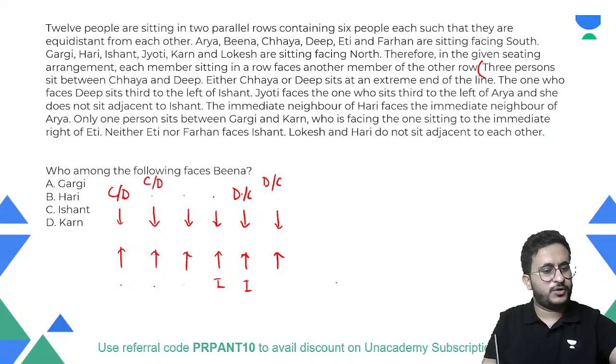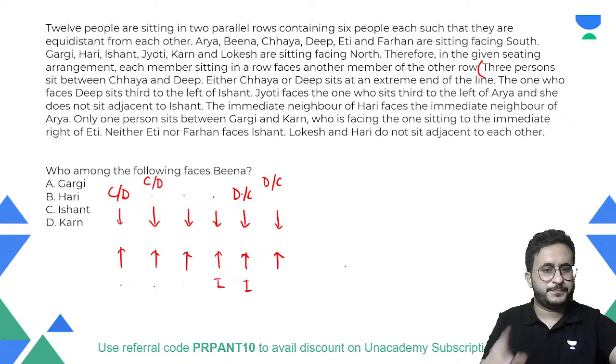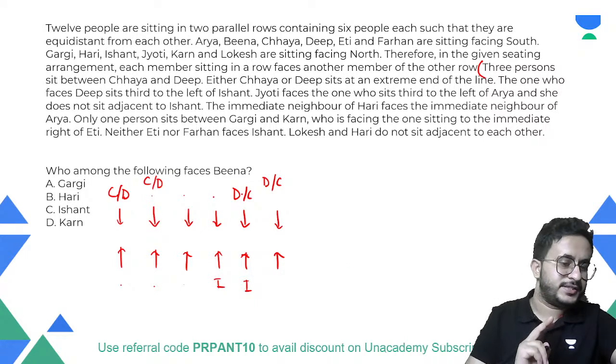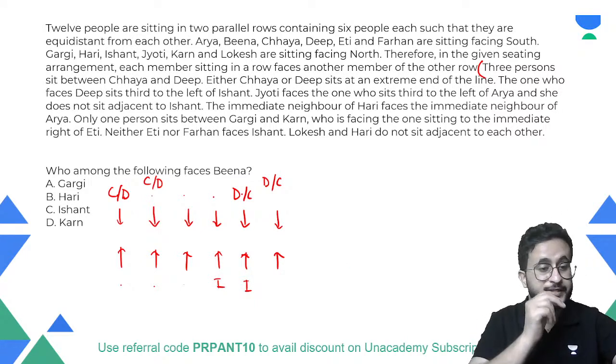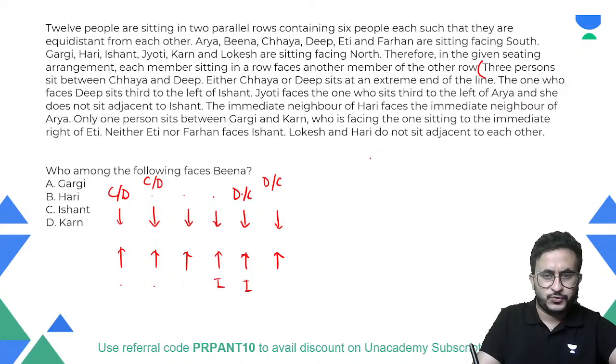Ishant is not possible in the arrangement, because it says the person who is sitting opposite to Deep is third to the left of Ishan. Suppose Deep is here, the person opposite Deep will be here, and Ishan will be out of the line. So we will eventually get just two cases. Initially we thought there are four cases, but we get only two. So let us make two cases separately and keep filling them in parallel.